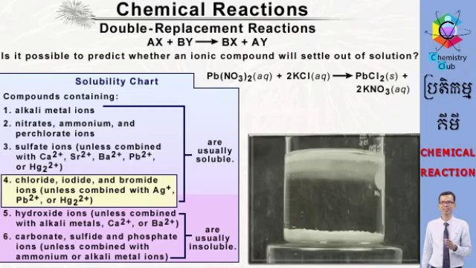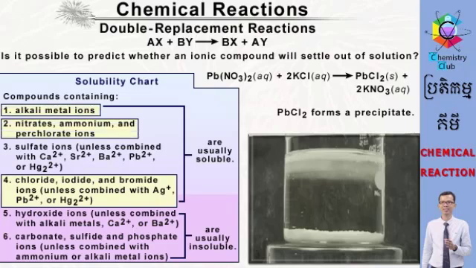Since lead chloride is one of the exceptions to the rule that chloride compounds are soluble, it will form a precipitate. The other possible product is potassium nitrate. As can be seen from Rule 1 and Rule 2 on the solubility chart, both nitrate salts and salts of group 1A metals are usually soluble, so these ions stay in solution as spectator ions.